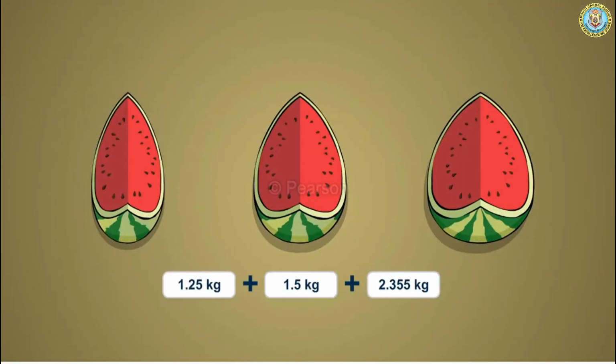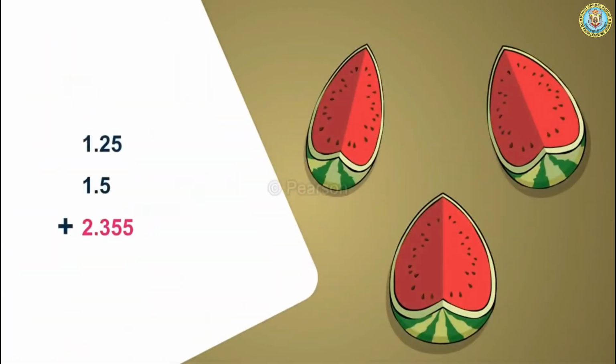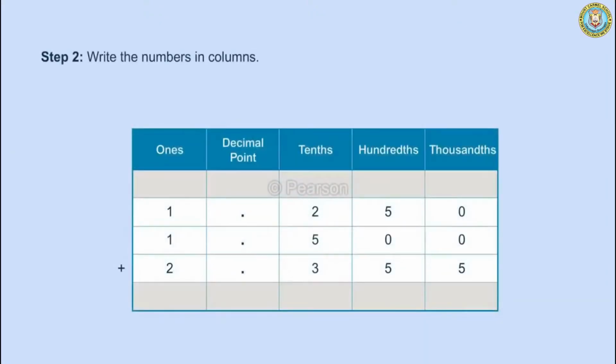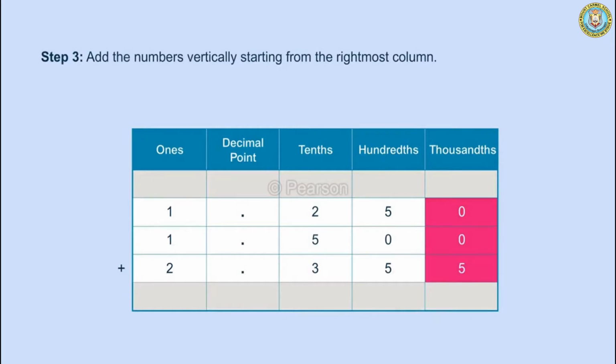To find the weight of the watermelon, we need to add the weights of the pieces. Here, one of the decimal numbers has 3 decimal places. As we know, in order to add decimal numbers, the first step is to convert all the numbers to like decimals. So, we need to add zeros on the right side of the other decimals to have 3 decimal places. The next step is to write the numbers in columns. Then, add the numbers vertically, starting from the first column from the right side.